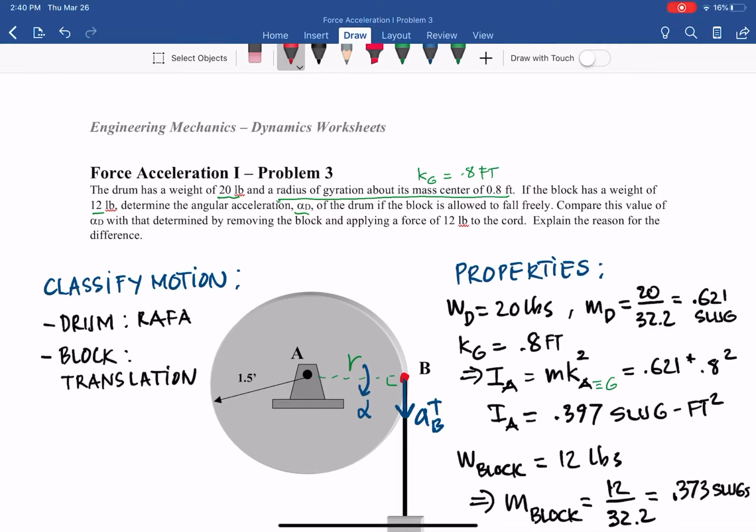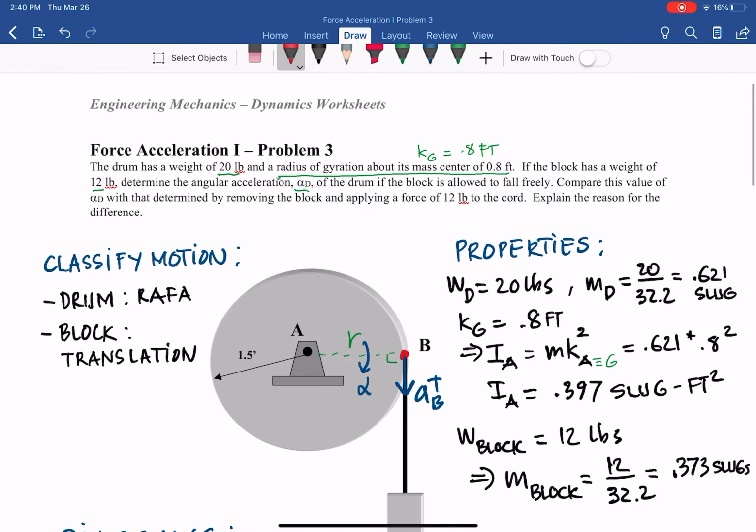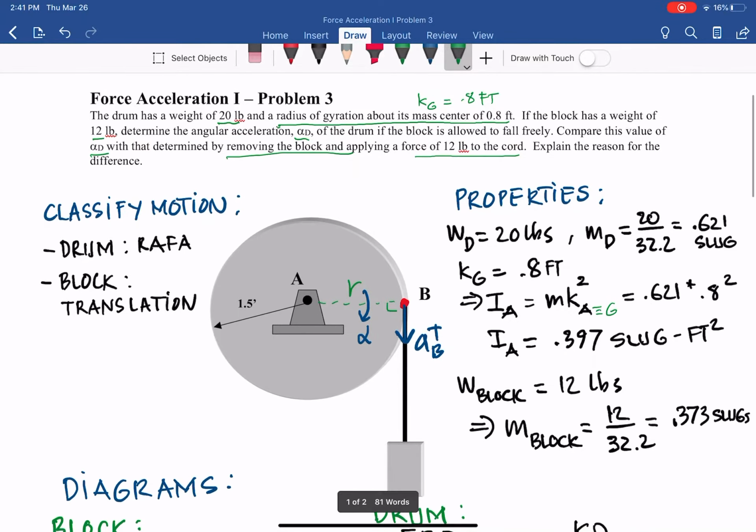So let's continue. Problem 3, force acceleration 1. In the previous part, we found the angular acceleration of the drum with the block. Now the second scenario is the block is removed. Remove the block, and what is alpha D when we apply the force of 12 pounds to the cord, but not the block, and explain the reason for the difference.